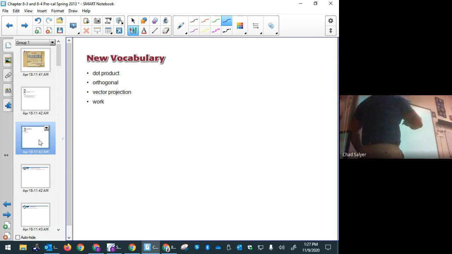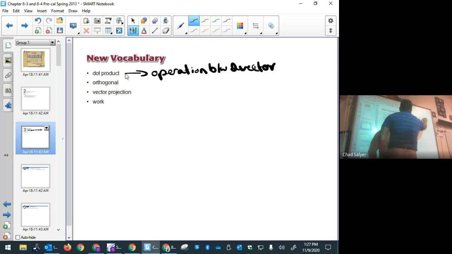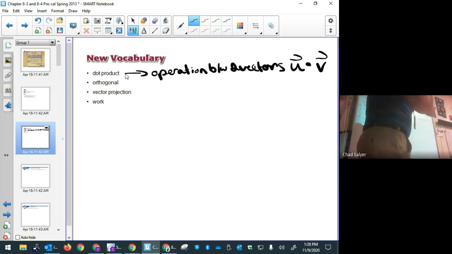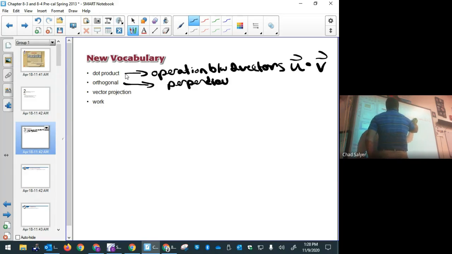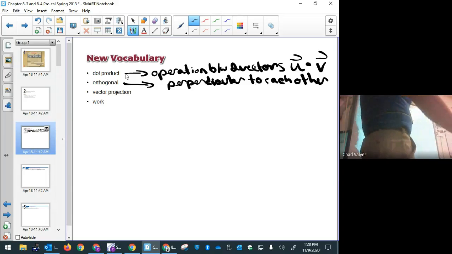So, some definitions. What the heck is a dot product? This is an operation between two vectors, and it's indicated with this fat dot. It's kind of like multiplication, but not exactly. Orthogonal vectors are perpendicular to each other. In other words, they would meet at a 90-degree angle.